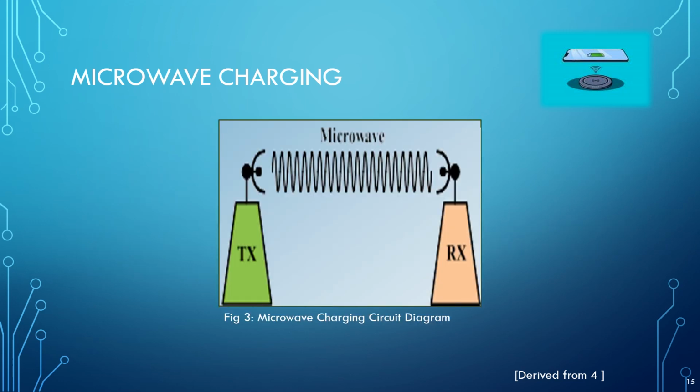This is the figure showing microwave transmission charging. The transmitter transmits the microwave and the microwave passes through the air, which is the medium for microwave, and the receiver side receives and charges the battery of the device.